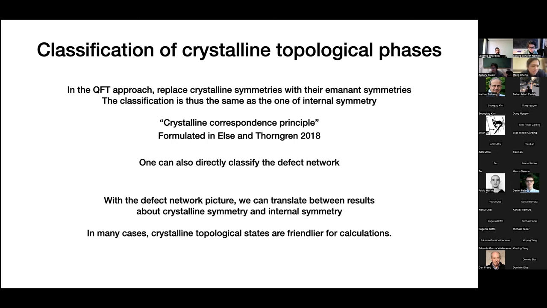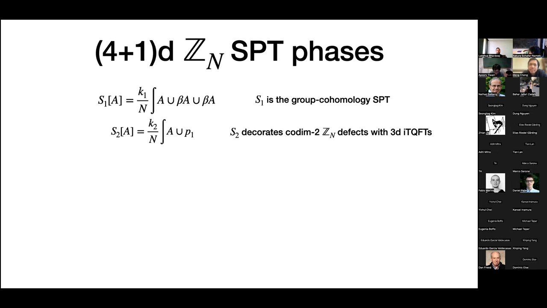Okay. So one use of the defect network, at least for what I'm going to do, is that with this picture, and with the help of the crystalline correspondence principle, we can translate results between crystal symmetry and internal symmetries. And actually, in many cases, crystalline topological phases are somewhat more user-friendly, at least for doing some calculations. All right, so now let me delve into this example of the Zn SPT. That's the little puzzle I want to solve with this trick.